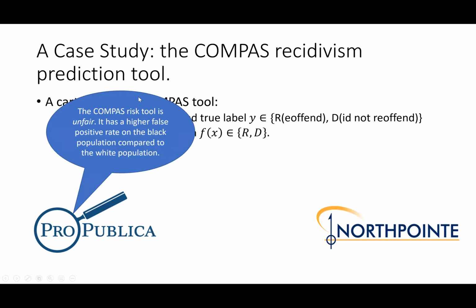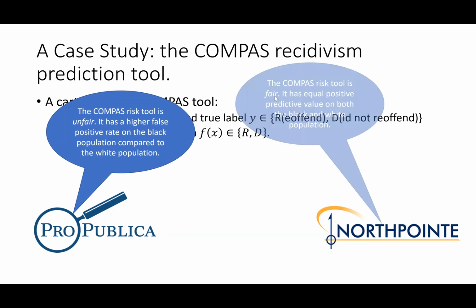This is the direction in which the tool might make a mistake that is harmful to you. What ProPublica found was that the COMPAS risk tool had a much higher false positive rate on the Black population compared to the white population. So if I pick a random Black inmate who was not going to go on to reoffend, and a random white inmate who was not going to go on to reoffend, the COMPAS risk tool was significantly more likely to mistakenly label the Black inmate as someone who was going to reoffend. And they reasonably said that this was unfair.